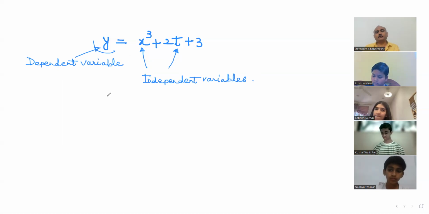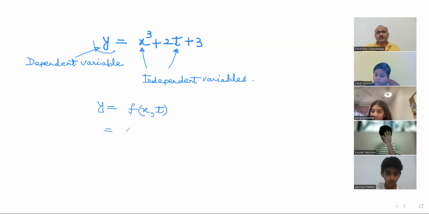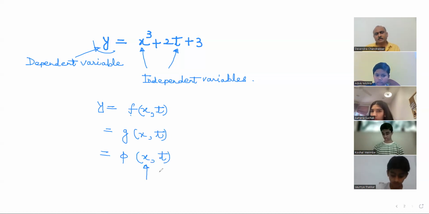So how do we mention it here? We mention it like this: y is a function of x comma t. You can write f, you can write g. Any symbol will represent this, right? You mention the independent variables inside the bracket. So here you can see that there are two independent variables.